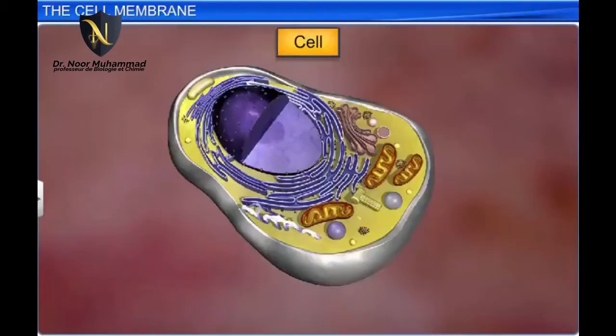The cell, the basic unit of life in all organisms, has several organelles embedded in its cytoplasm.